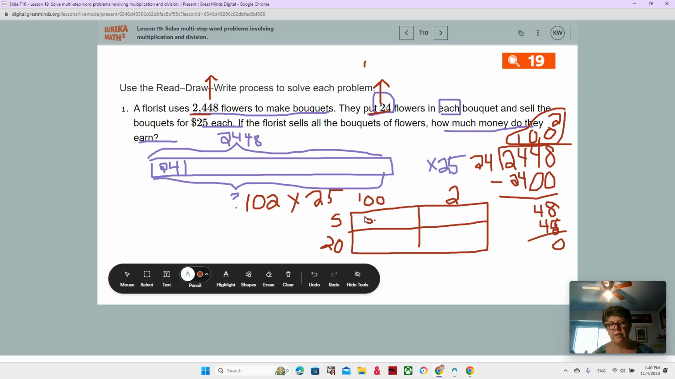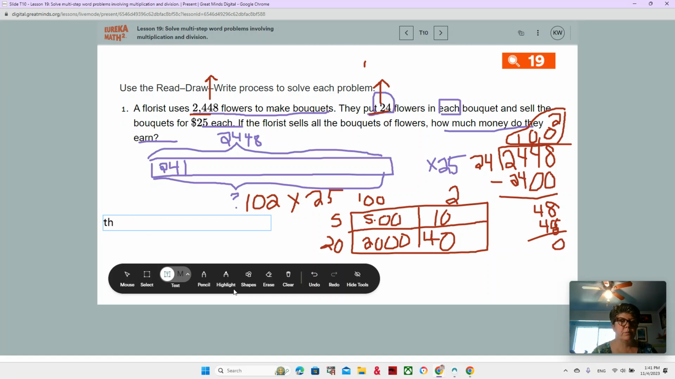100 times 5 is 500. 100 times 20 is 2,000. 2 and 3 zeros. 2 times 5 is 10. 2 times 20 is 40. And then I'm going to add that all together, 2,550. So my amount of money that the florist is going to earn is $2,550. And we do need to write that in a sentence because it's a word problem, right?